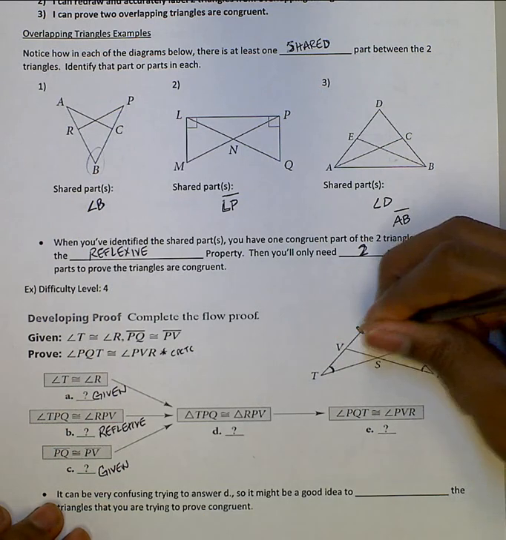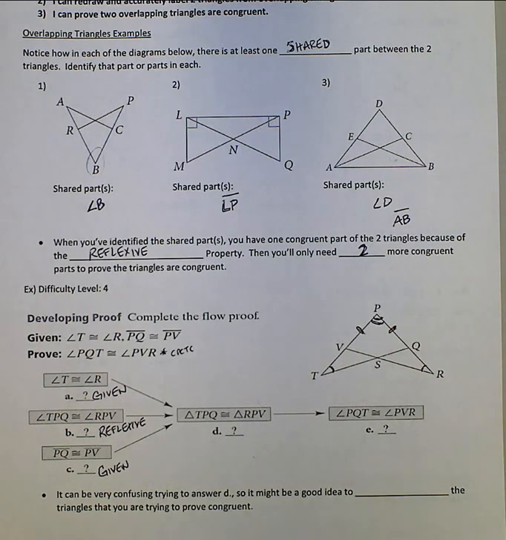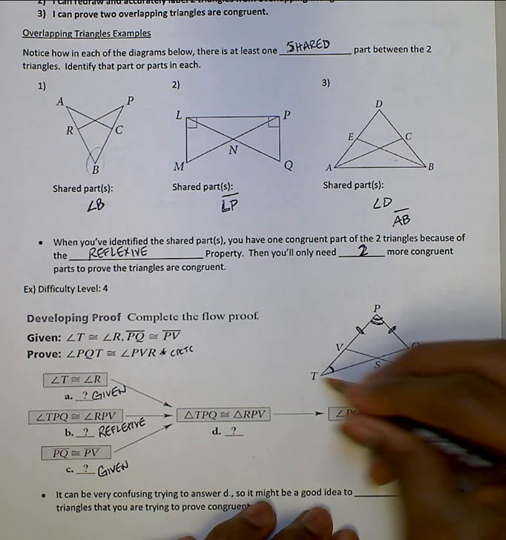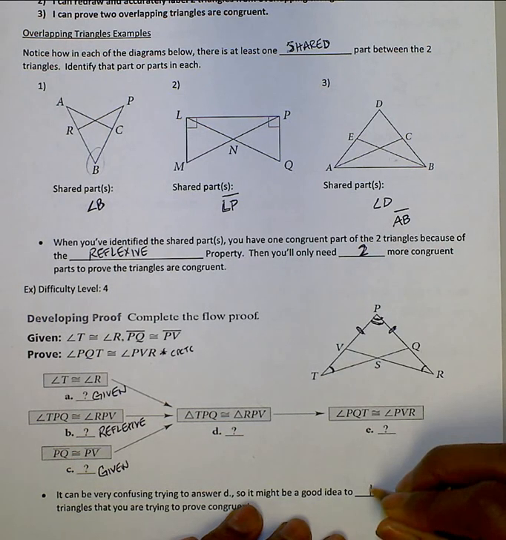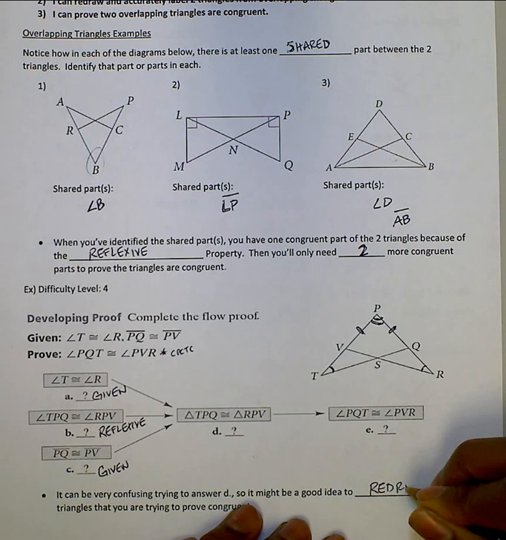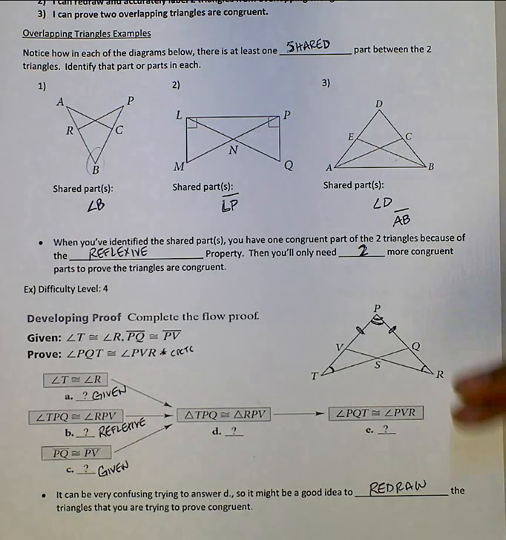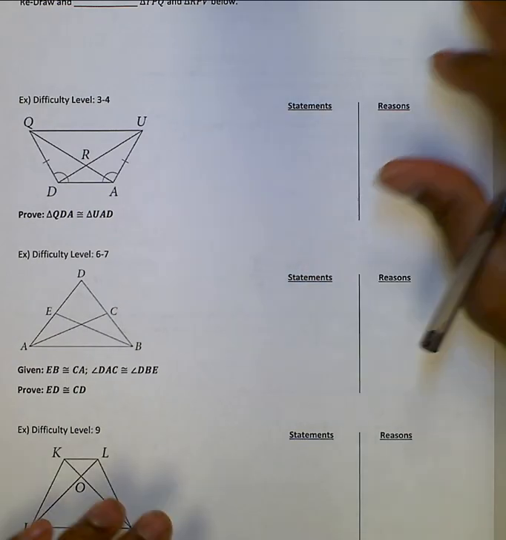Now we have three things that are congruent. So at this point we might have enough to say that two triangles are congruent. It can be very confusing to get to answer D, so it might be a good idea to redraw the triangles that you're trying to prove congruent. I gave you some space to do that on the back. So we're going to do that and then we'll come back around.